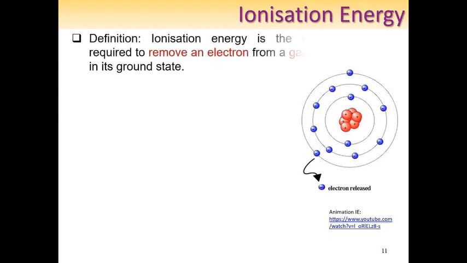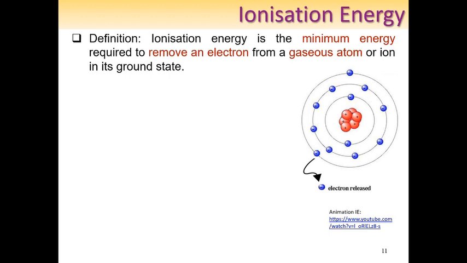Ionization energy is one of the important atomic properties. In an atom, the electrons are attracted by the positively charged protons. That is, there exists an electrostatic force of attraction between the nucleus, the protons in the nucleus, and the electrons. So to remove an electron, of course, we need energy.